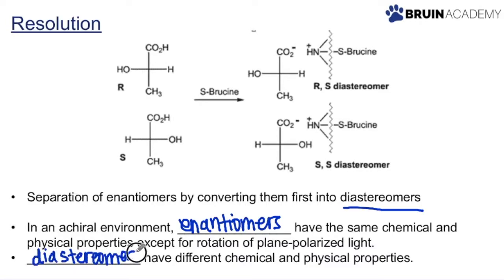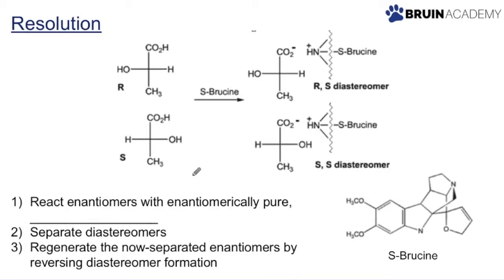And this is really good, especially when it comes to resolution, because by converting these enantiomers into diastereomers, which have these different properties, we can use things like boiling points, solubilities, melting points, stuff like that, and use basic methods like chromatography and crystallography to separate these diastereomers, and then eventually through that process we will be able to separate enantiomers. And so the three major steps to know for resolution are listed below here.